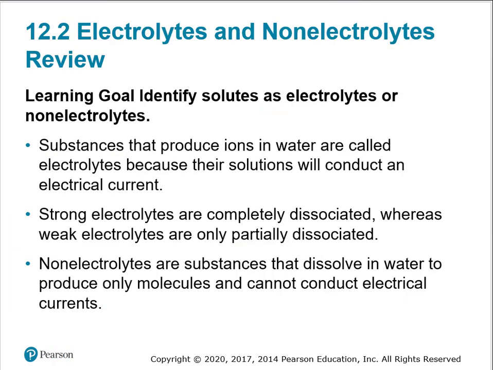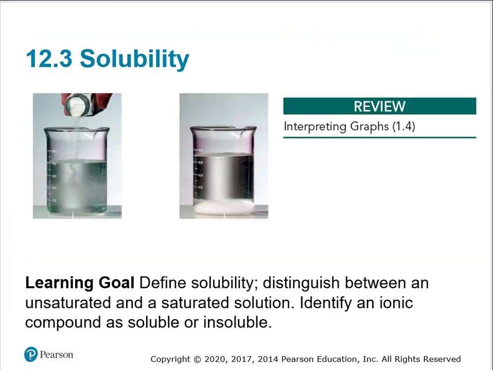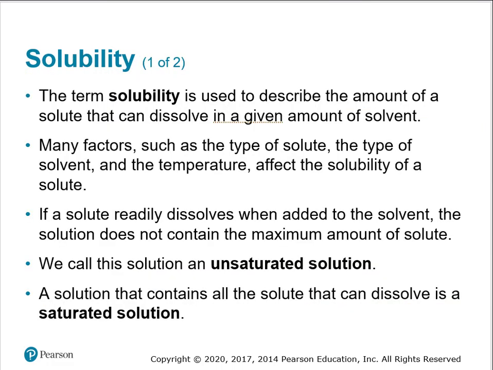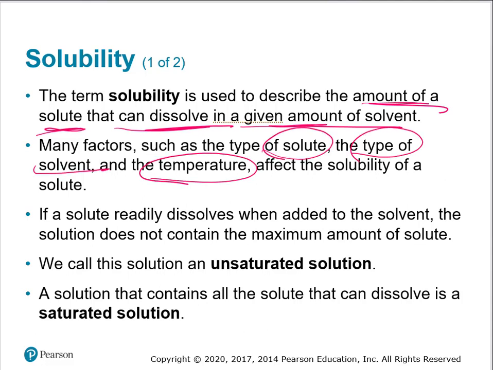Take a minute to look over the learning goal for this section. Section 3 is about solubility. You'll be able to define solubility, distinguish between an unsaturated and a saturated solution, and identify an ionic compound as soluble or insoluble. The term solubility is used to describe the amount of a solute that can dissolve in a given amount of solvent. There's lots of factors like the type of solute, the type of solvent, and the temperature that all affect the solubility of the solute.